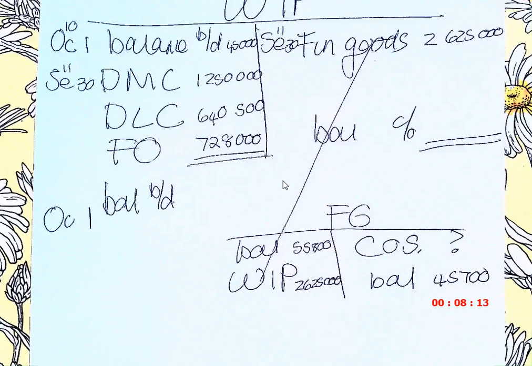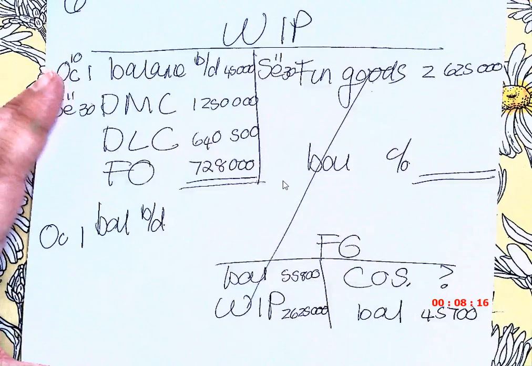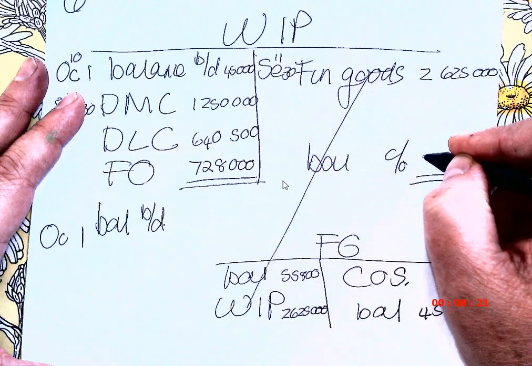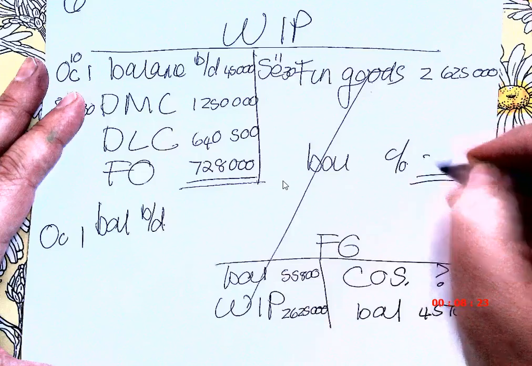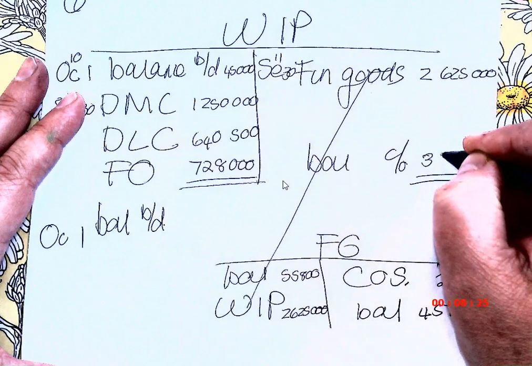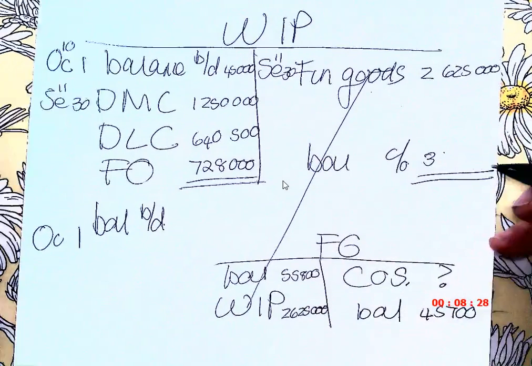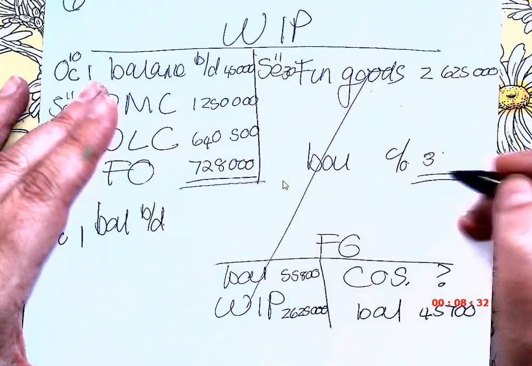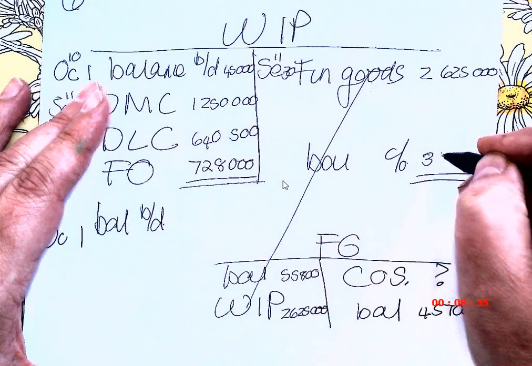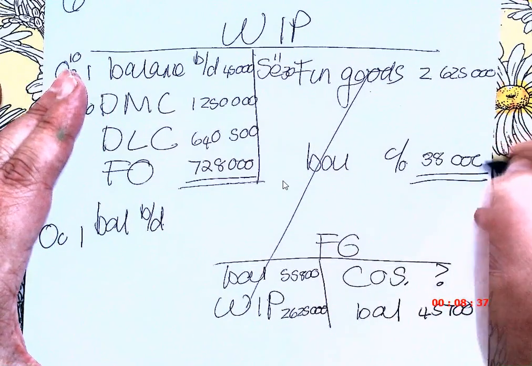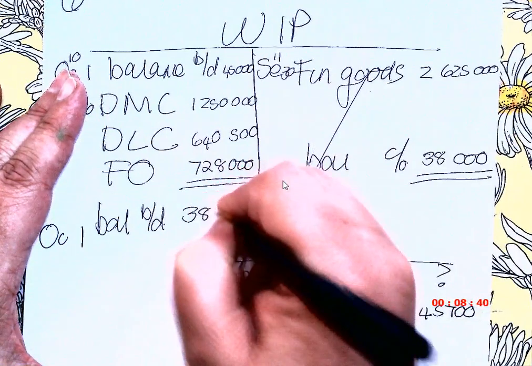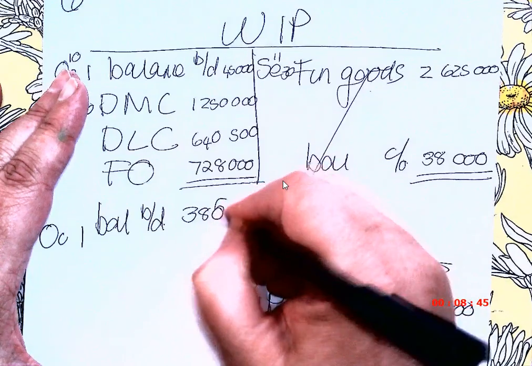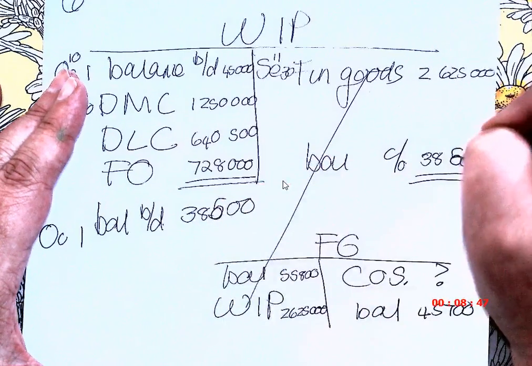So now I can just calculate the work in process closing balance, which is what? 38,000. Everybody says something different. Can someone say it from the front? 38,000. Thank you. Where does the 5,000 come from? Is it 38,500? Okay, there we go.